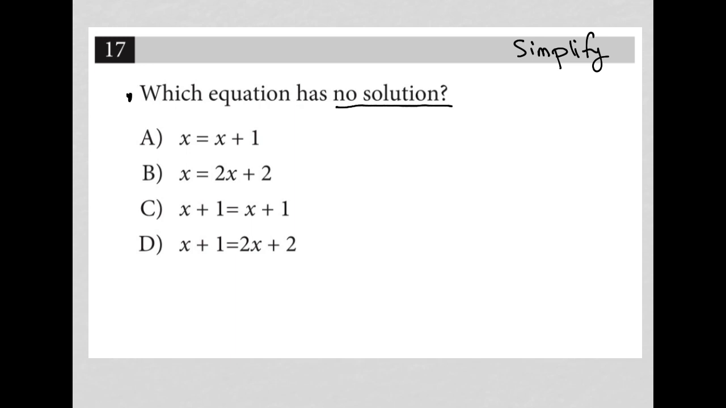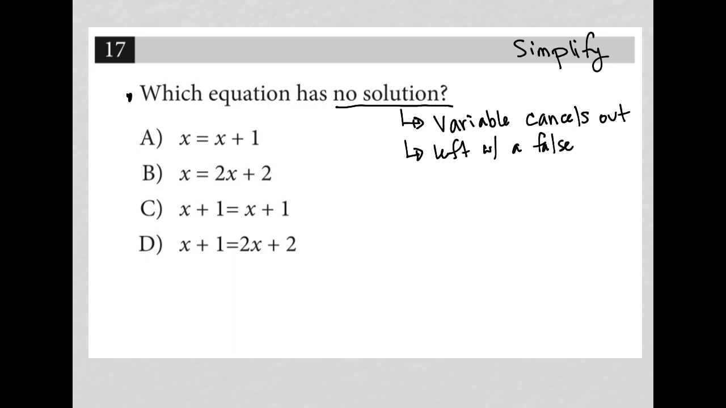So no solution literally means that the variables or variable cancels out. If we had a system of equations, I could say variables cancel out, but in this case, we just have a single variable. So the variable cancels out. So I'm going to simplify each of these answer choices, and maybe you already see the answer. But I'm going to simplify these. Oh, I'm sorry. Variable cancels out, and you're left with a false statement. That's important as well. It's not just about the variables crossing out or canceling out.